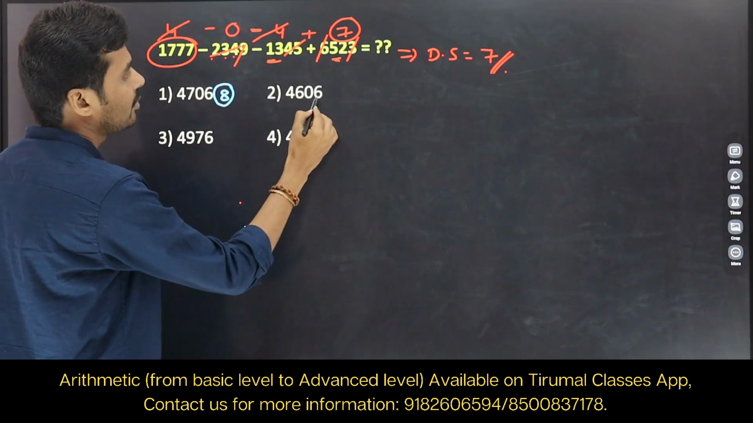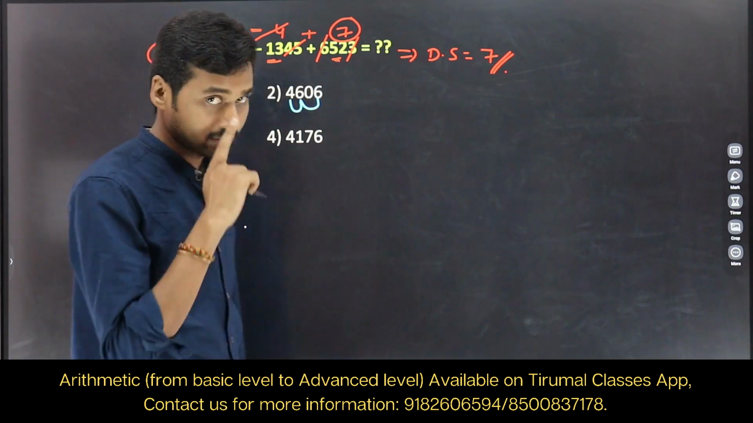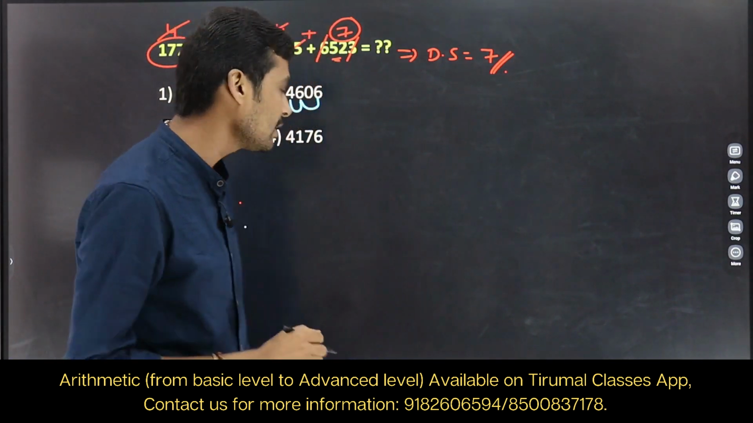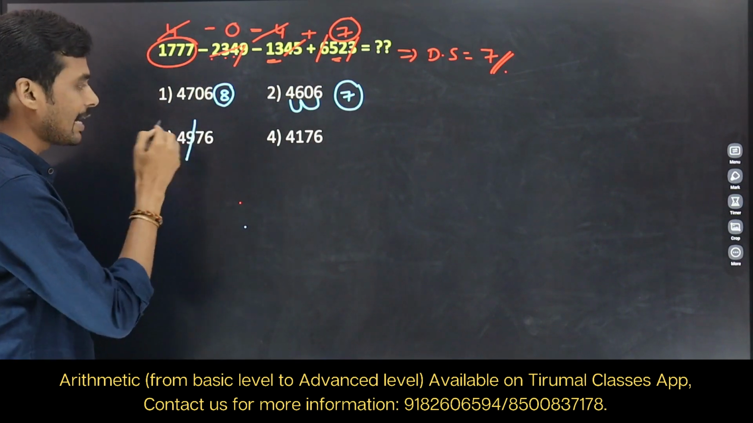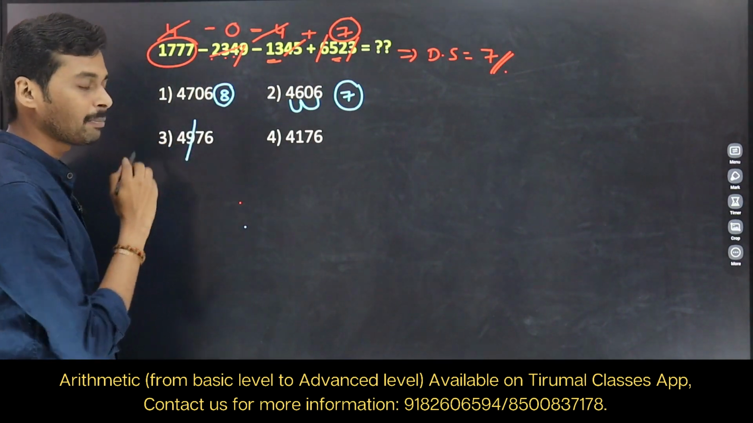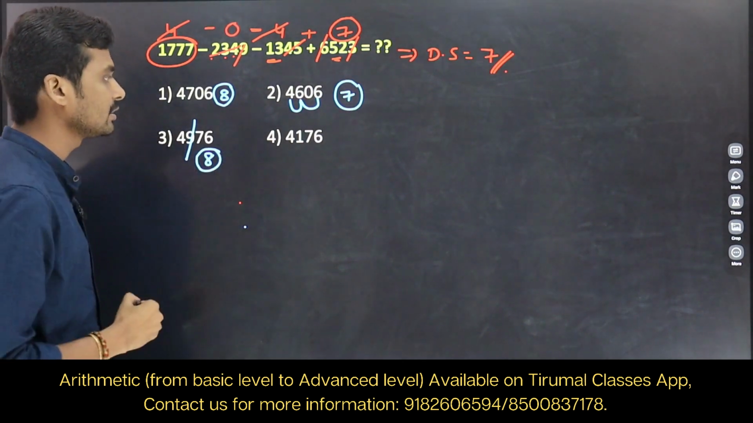And similarly, if you take the second one, 6 plus 6 is 12, 12 plus 4, or 6 plus 4 plus 6, 10 plus 6, 16. 16 means the DS value is what? 7. Similarly, if you take the third one, 9 gets cancelled. 6 plus 4 is 10. 10 plus 7 is what? 17. 17 means 1 plus 7 is what? 8. I get 8 here.